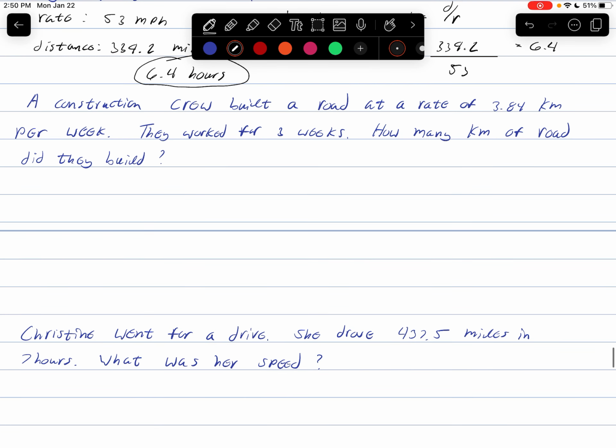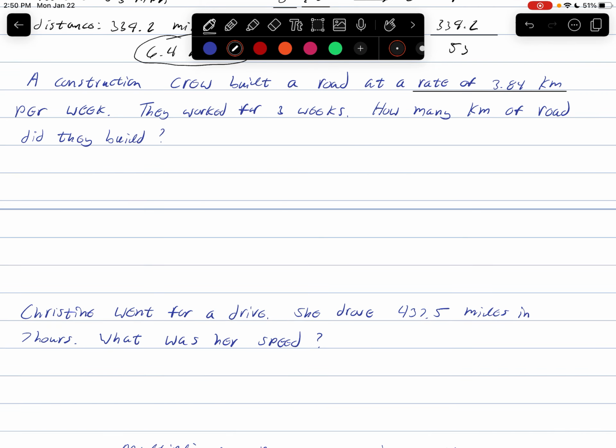This next one says a construction crew built a road at a rate of 3.84 kilometers per week. They worked for 3 weeks. How many kilometers of road did they build? So we see here that they built a road at a rate of 3.84 kilometers per week. That means that our rate is 3.84, and it says that they worked for 3 weeks. That means that the time is 3. And we're looking for how many kilometers of road did they build.